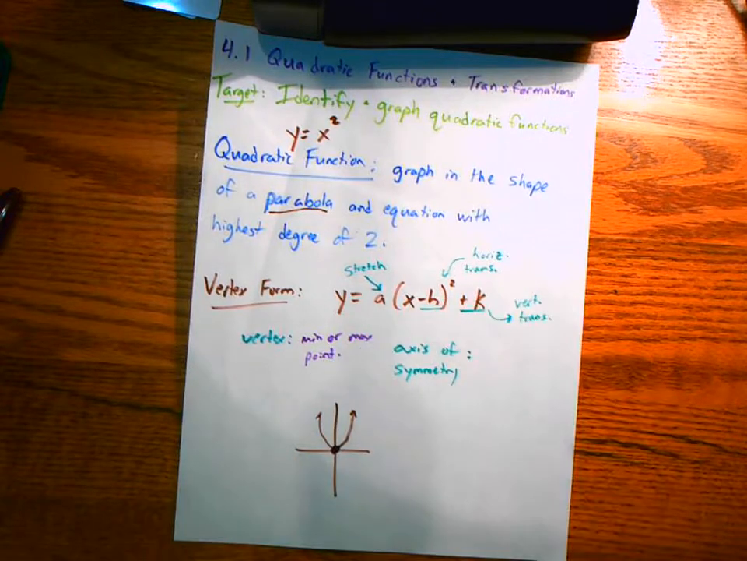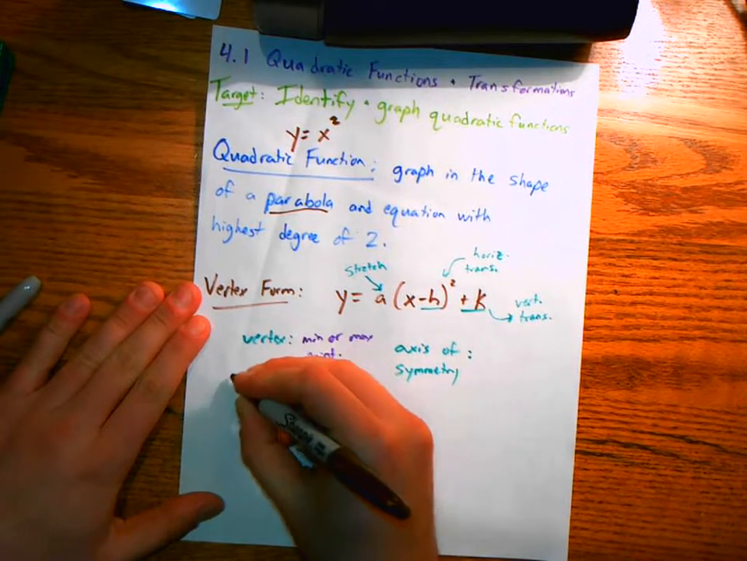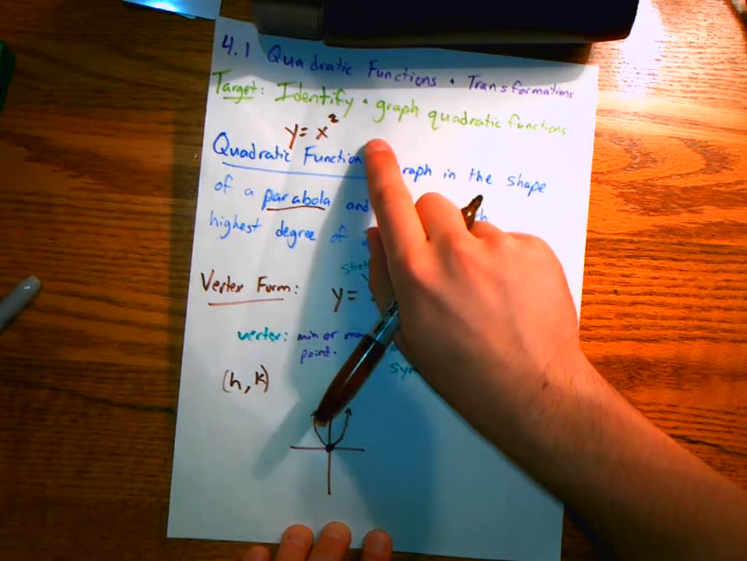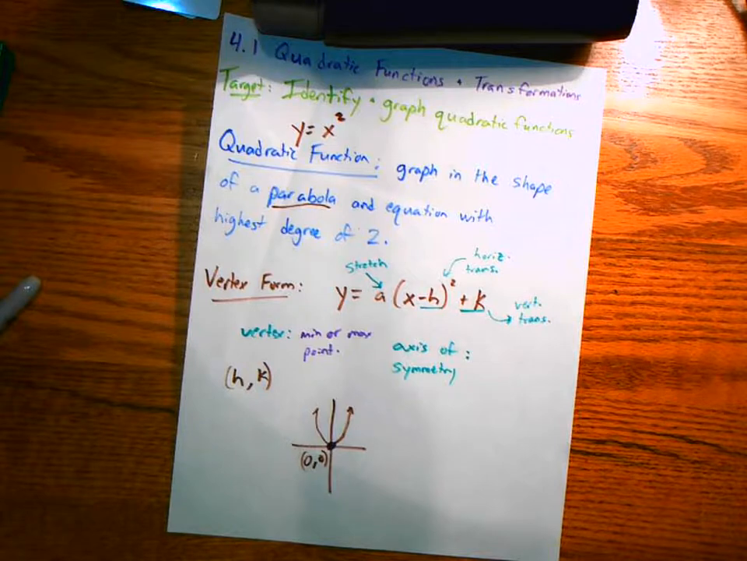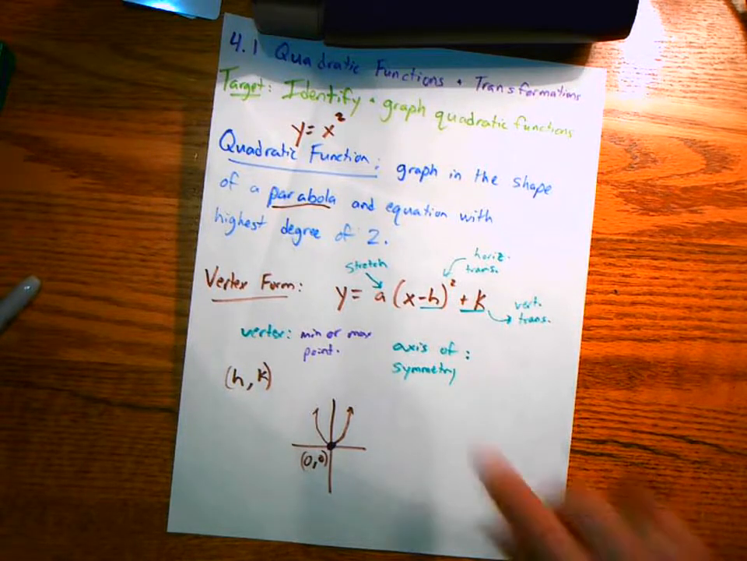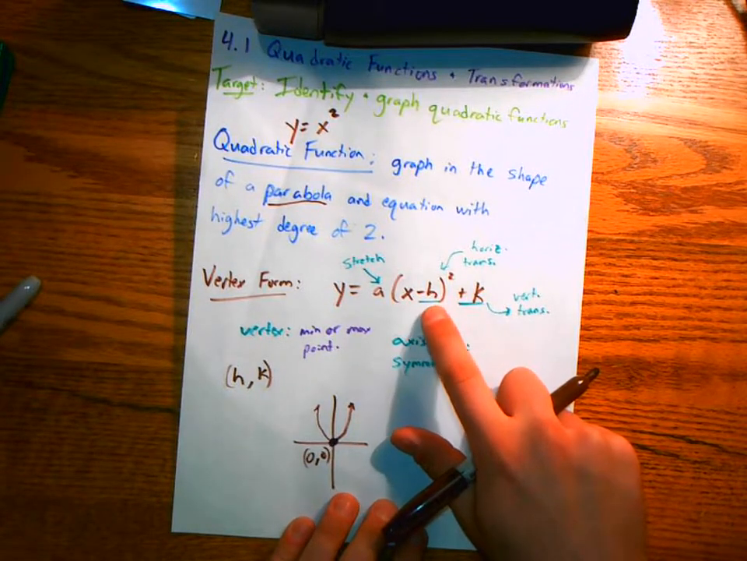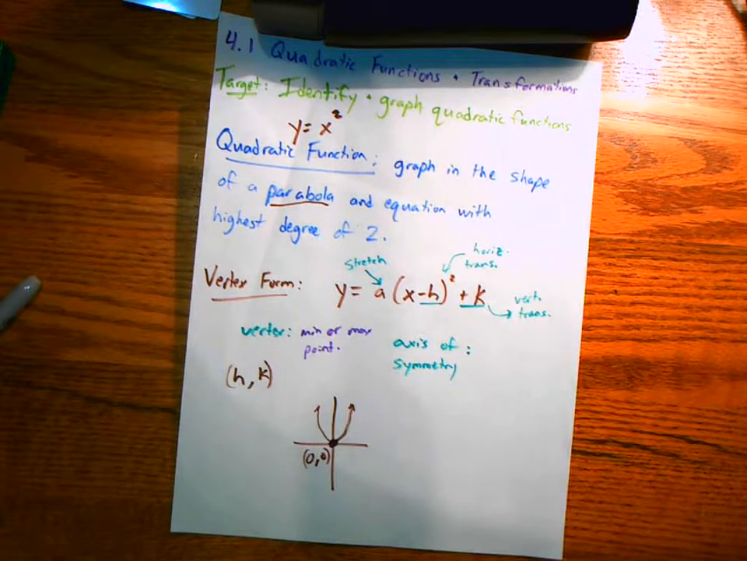Now when you're looking at it in vertex form, a times the quantity x minus h squared plus k, the quantities in there can tell you what the vertex is. In fact, the vertex is the point (h, k). Since this parent function is y equals x squared, there is no h and there is no k, so that is the point (0, 0). That is the vertex of every single equation in vertex form. If you shifted it to the right, then it would be a positive value. If you shifted it to the right 2, it'd be (2, 0). And then if you shifted it up, it'd be (2, 1) or (2, 2), or however many units you shifted it up.